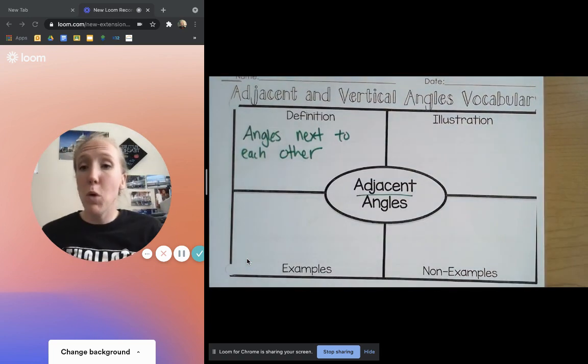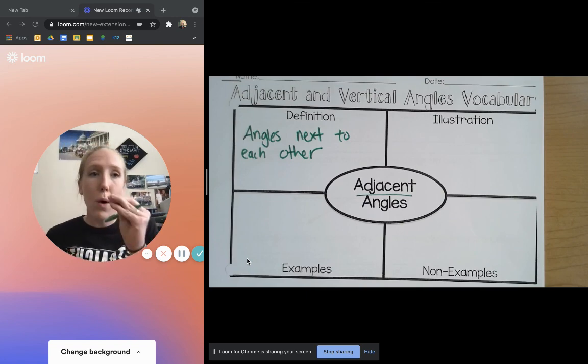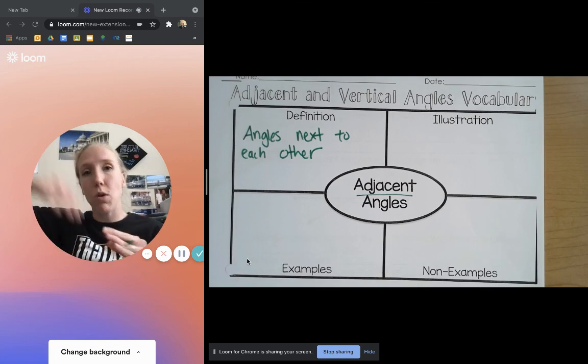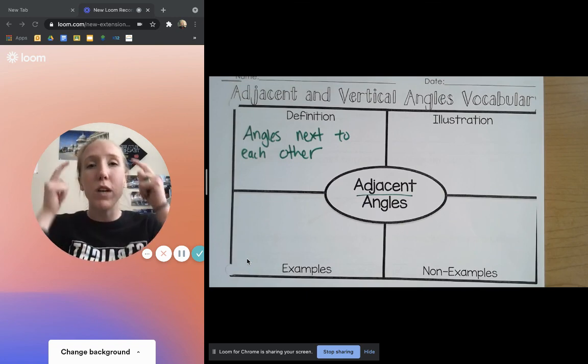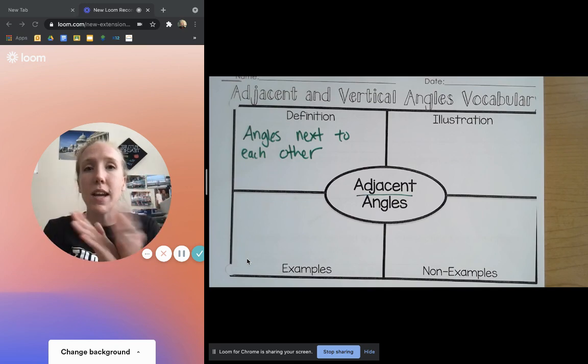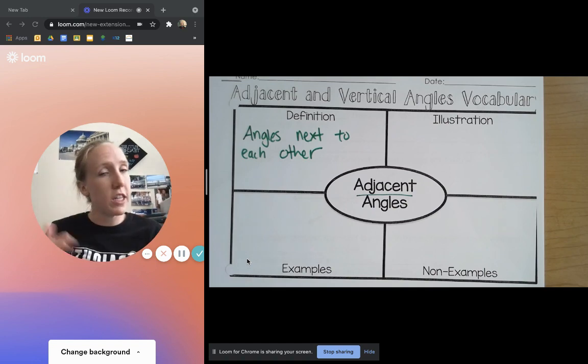There's a more fancy way to put this. They have to be sharing a vertex, they have to be sharing the point, and they have to be sharing a ray or a side of the angle. But if we just have in our head adjacent angles are right next to each other, then we know that they are adjacent and right next to each other.